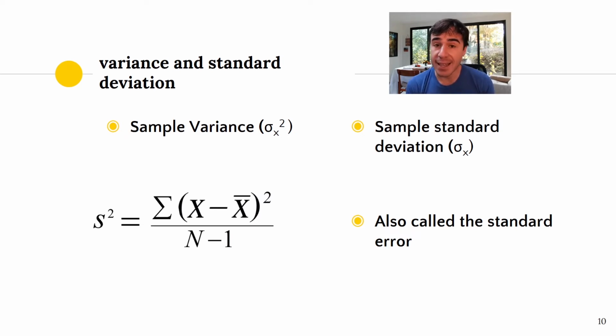Now, when we take the sample standard deviation, we also call this the standard error. And the standard error, or the sample standard deviation, is basically a measure of, how much does the average apple vary from the mean? Or how much does the average value vary from the mean, more generally?